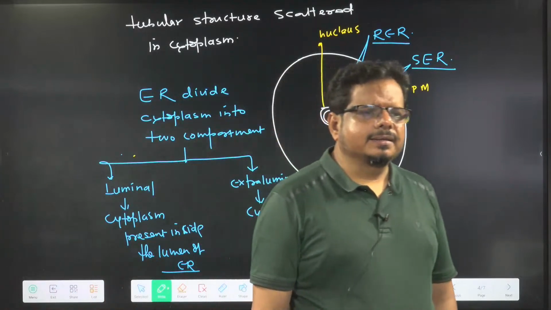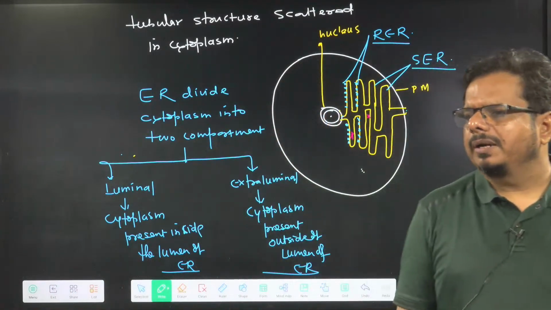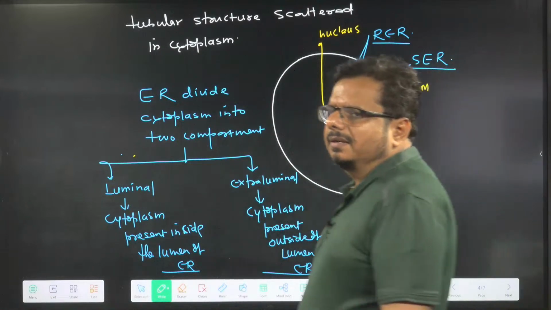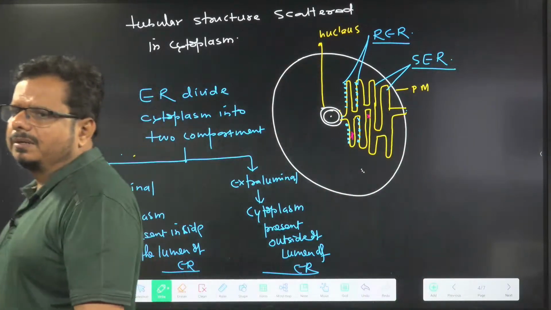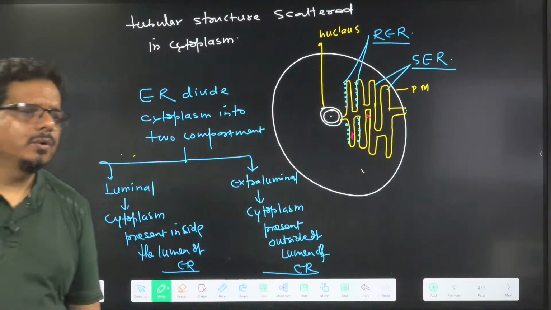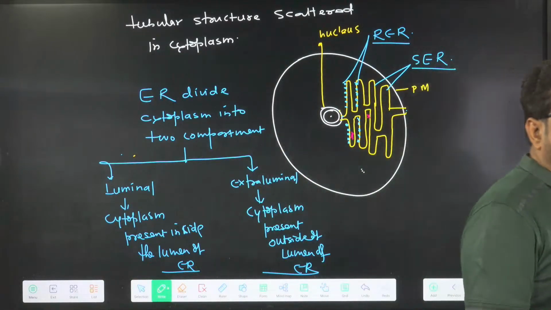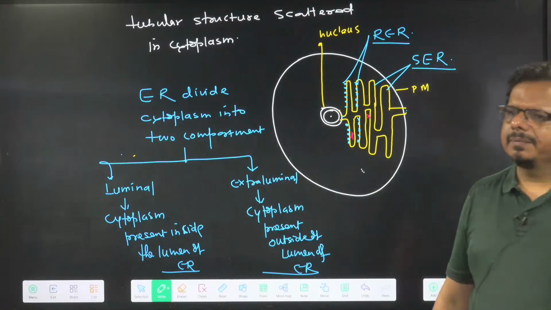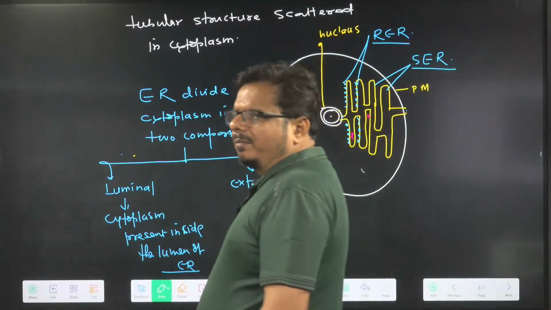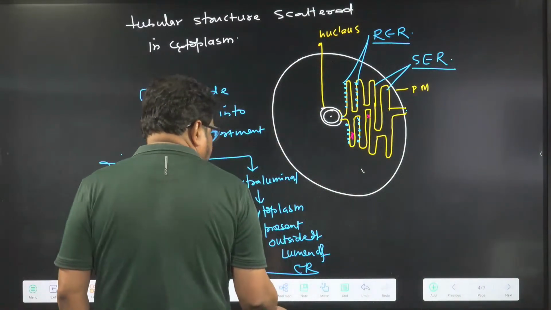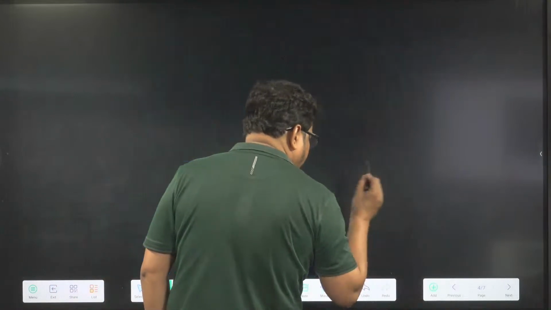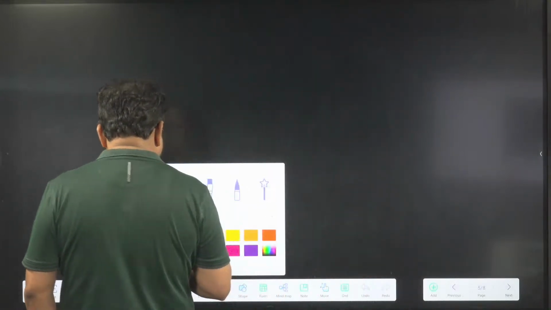So who is dividing the cytoplasm into two components? ER is dividing the cytoplasm into two components. What are the names? Luminal and extraluminal compartments. Got the idea? Can I move ahead about the ER? Just have a look here. Now I am moving ahead on the ER.